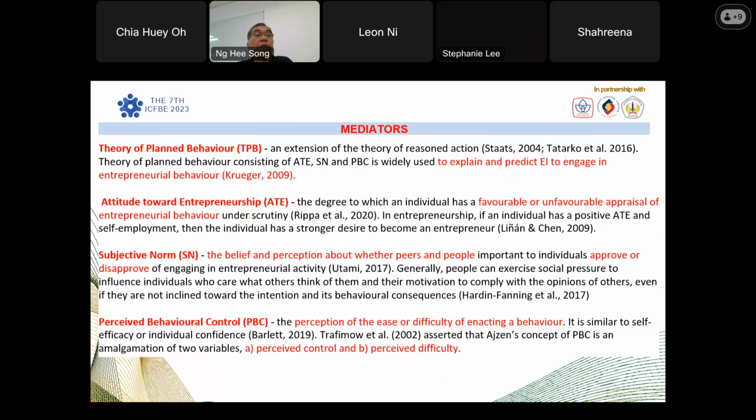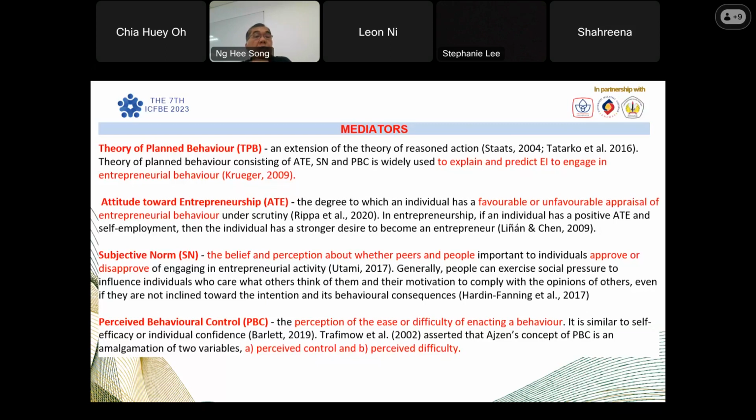Next one is subjective norm. Subjective norm means influence from people who are important to you, for example your parents, your colleagues, your friends who talk favorably about entrepreneurship. Most likely you can be influenced by them if you have a strong influence from those people who talk positively about entrepreneurship.